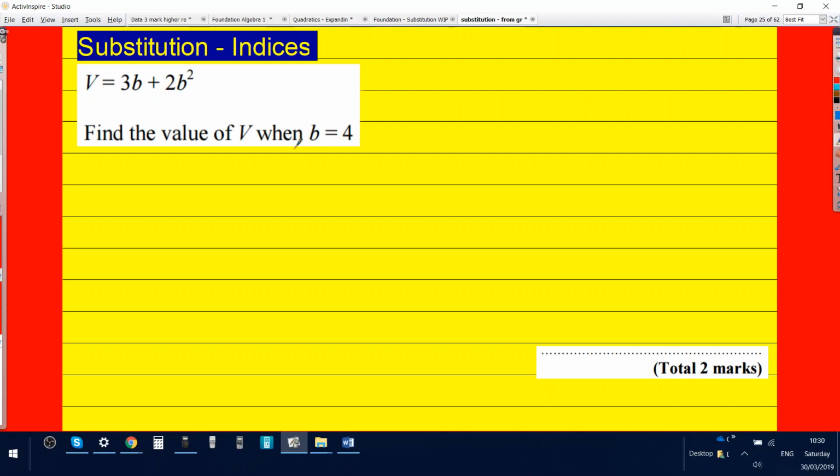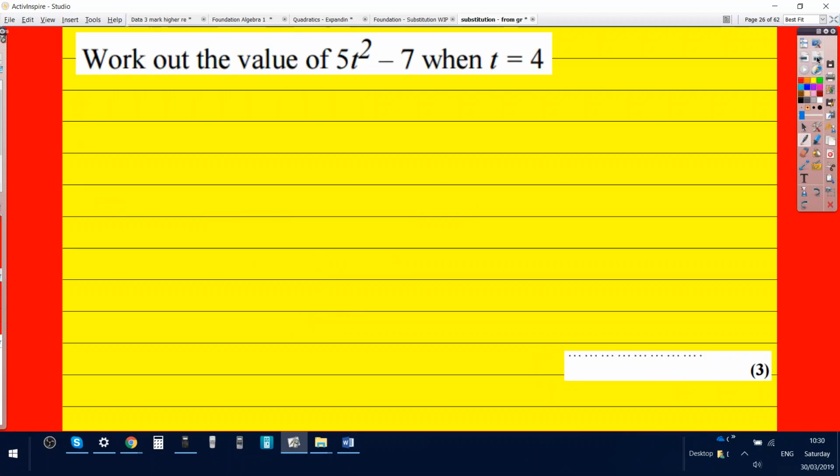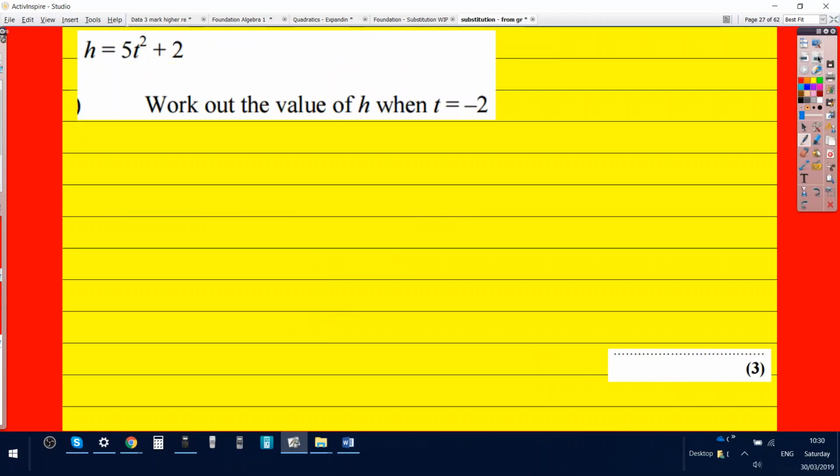So b is 4, so that'd be 3 times 4 plus 2 times 16, because 4 squared is 16. So that would be 12 plus 32, which equals 44. Yeah. So v equals 44. How about this one?